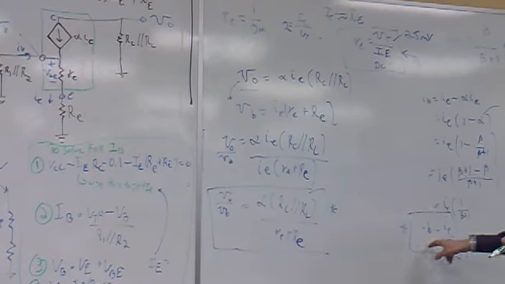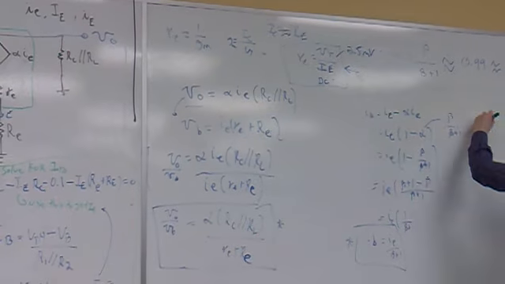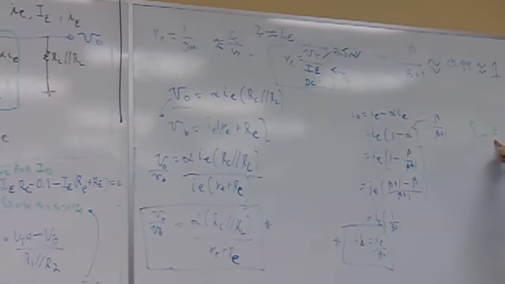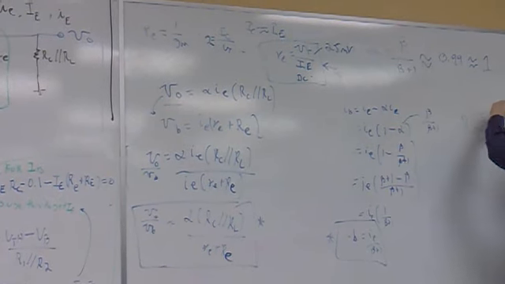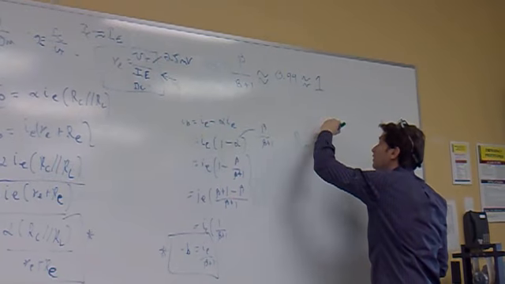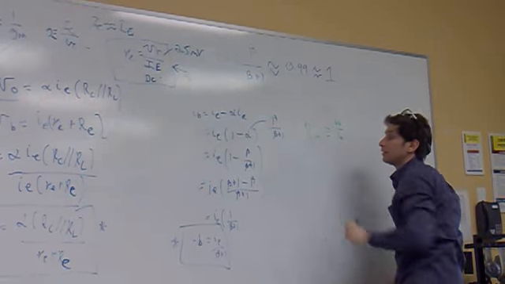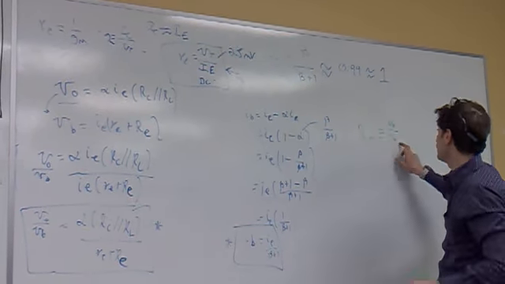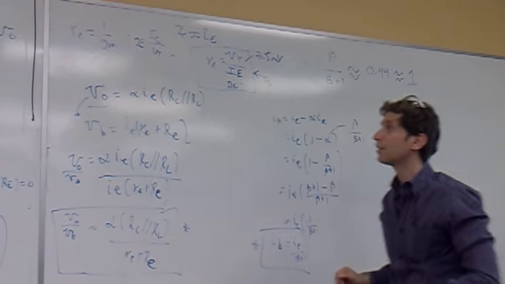This is your IB. What am I going to do if I ask you for Rin? What's Rin? See, there's 3 equal signs. The equal sign with 3 lines means definition. Rin is equal to VB over IB. This will be useful. Right? So keep that. What's Rin here?